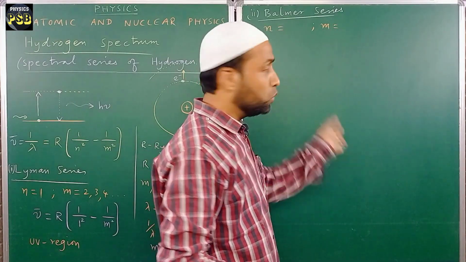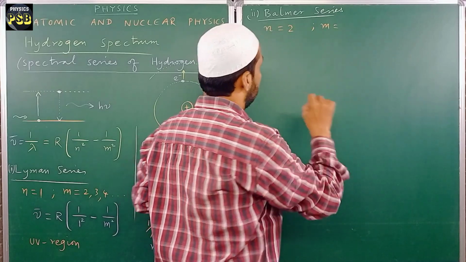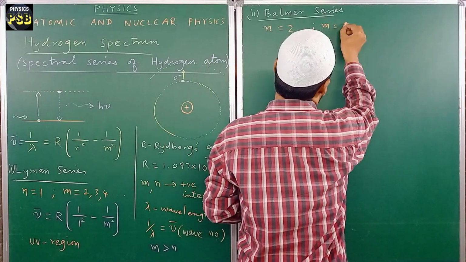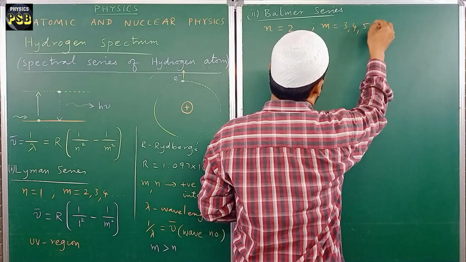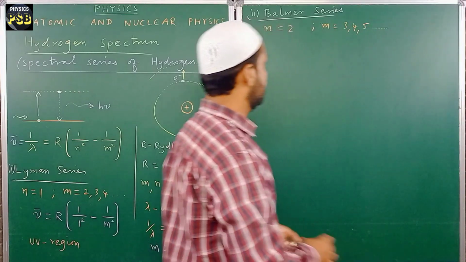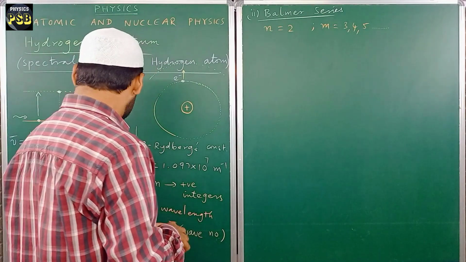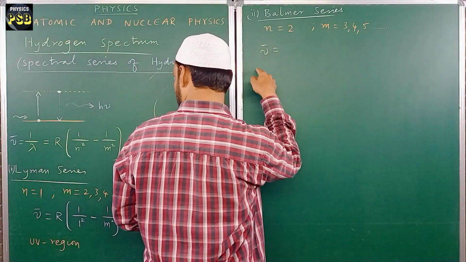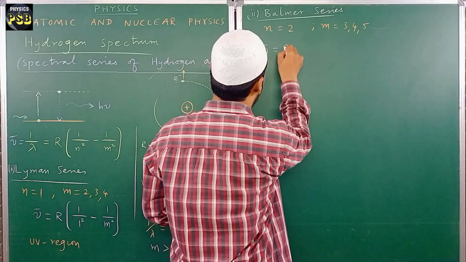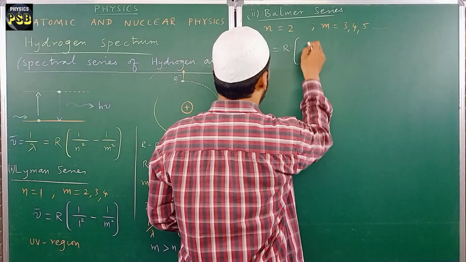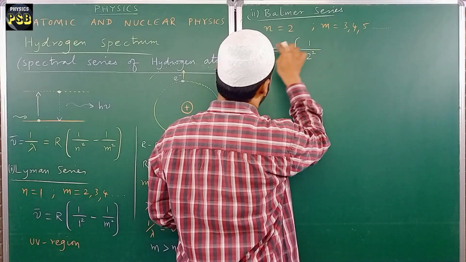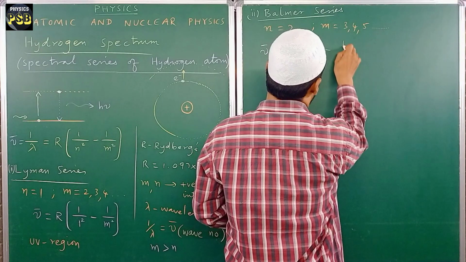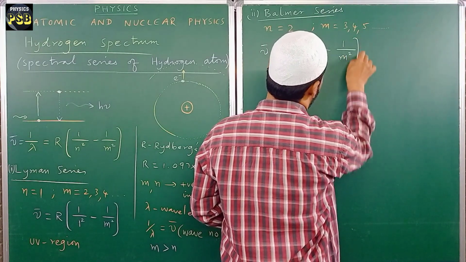From any other energy level to the second energy level. The next number m is nothing but 3, 4, 5. It goes like this. On substituting the value, we obtain the wave number as nu bar equals R multiplied with 1 upon 2 square, here the value of n is 2, minus 1 upon m square. This is what we obtain.